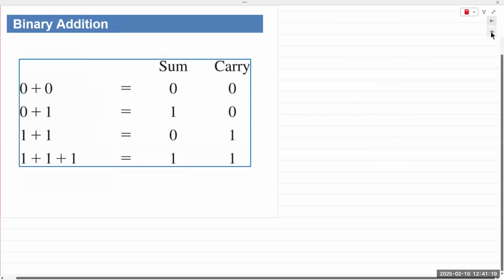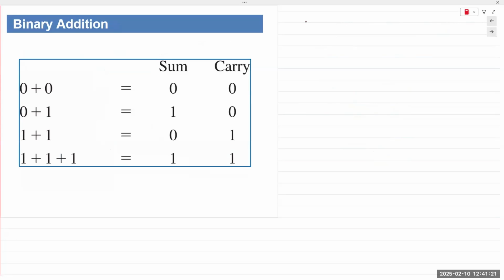Binary number addition. If you add 0 plus 0, sum is equal to 0. 0 plus 1 gives you 1. 1 plus 1 gives you 0. 1 plus 1 plus 1 gives you 1. Then there is a carry. If you have 0 plus 0, the carry is 0. 0 plus 1, carry is 0. 0 plus 1 would be the same as 1 plus 0.